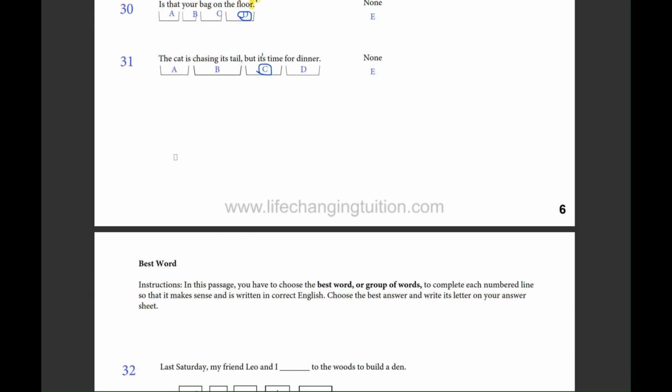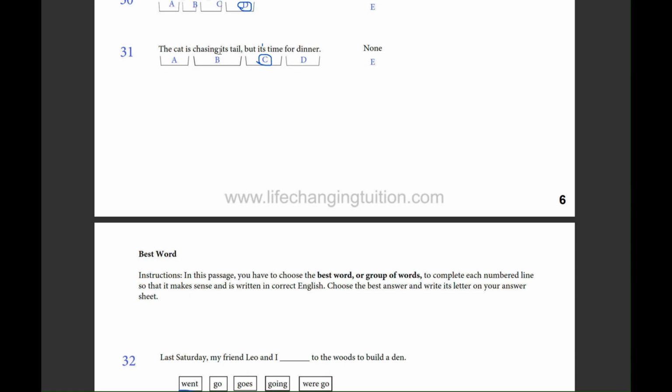Punctuation. Our sentence for this question is, "The cat is chasing its tail, but its time for dinner." The choices are A, the cat is; B, chasing its tail; C, but it's; D, time for dinner; E, none. Thinking about why certain options might be incorrect, we realize it's not E because only the second "its" is actually wrong in the sentence. The correct answer is C, but it's. The explanation is that we must use it's, which is the contraction for "it is." So the correct way to write that part would be, but it's time for dinner.